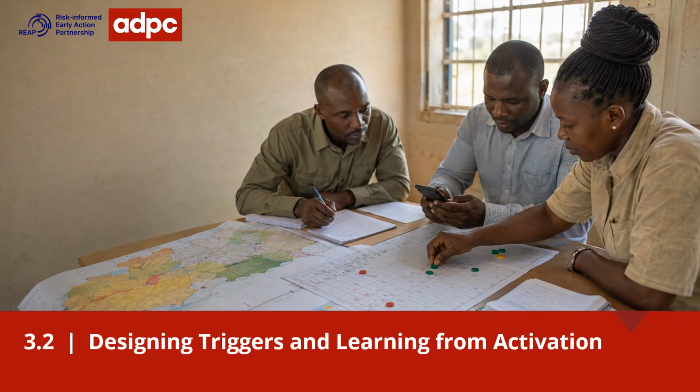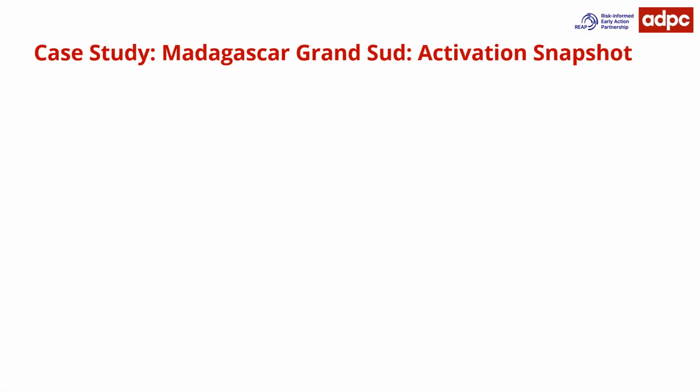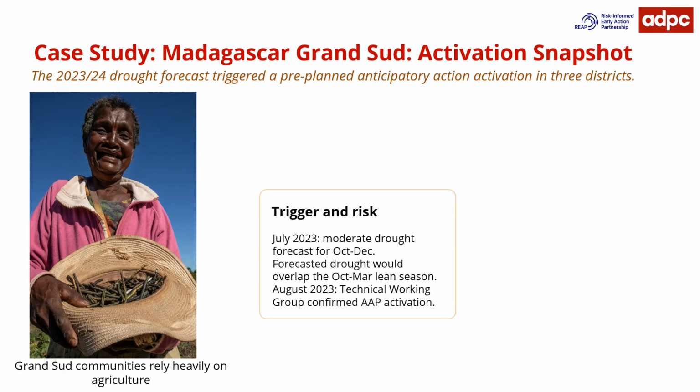This brings us to Section 3.2, Designing Triggers and Learning from Activation. Let's look at a real activation, Madagascar's Grand Sud. The 2023-24 drought forecast triggered a pre-planned anticipatory action activation in 3 districts. Trigger and risk. In July 2023, a moderate drought was forecast for October to December. This forecasted drought would overlap the October to March lean season. In August 2023, the Technical Working Group confirmed activation of the Anticipatory Action Plan.